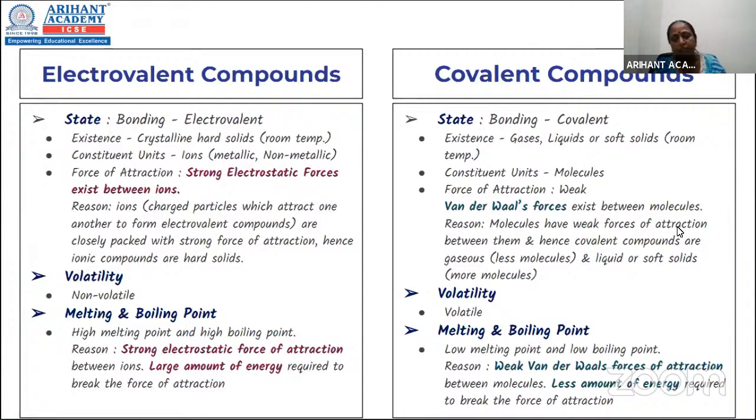On the other hand, if I say ammonia is a gas, give reason why. Ammonia is a covalent compound. First of all, you will write the word covalent. Covalent compound and a weak van der Waals force of attraction between them.